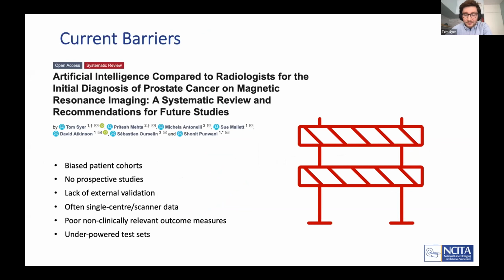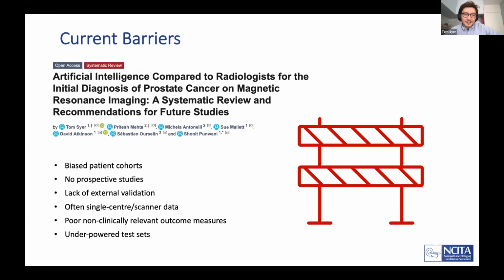There are lots of people already trying this. So we did a systematic review of the literature to see how close any of these algorithms were to performing well, if they could be used in the clinic, and what was maybe stopping them from being adopted. Although a lot of these studies quote promising results which match or even exceed radiologists, there were a number of shortfalls that we observed, particularly biased patient cohorts used for training and testing. There were no prospective studies being done; as Professor Gleeson mentioned, a lot of retrospective data.